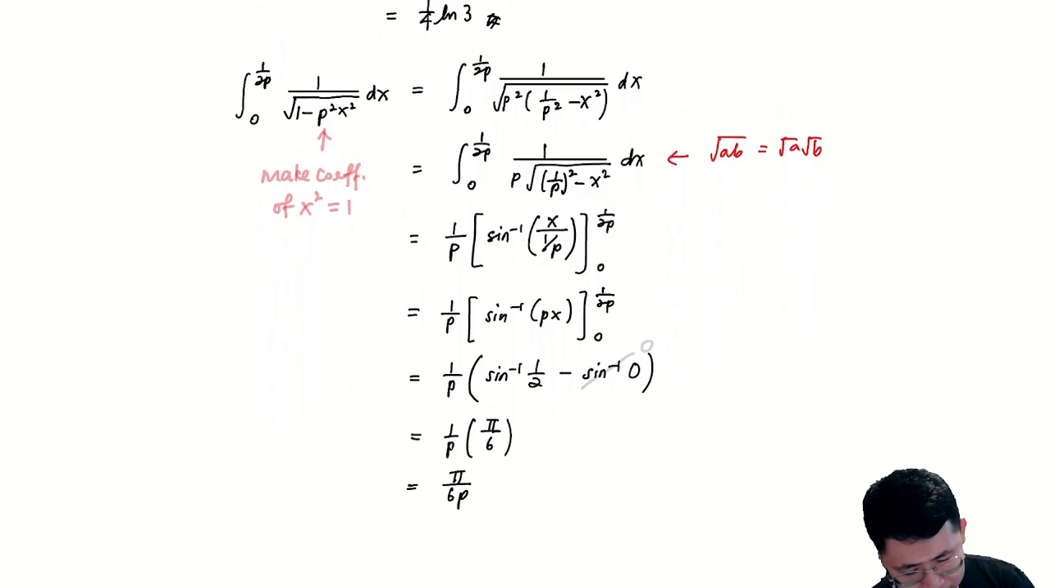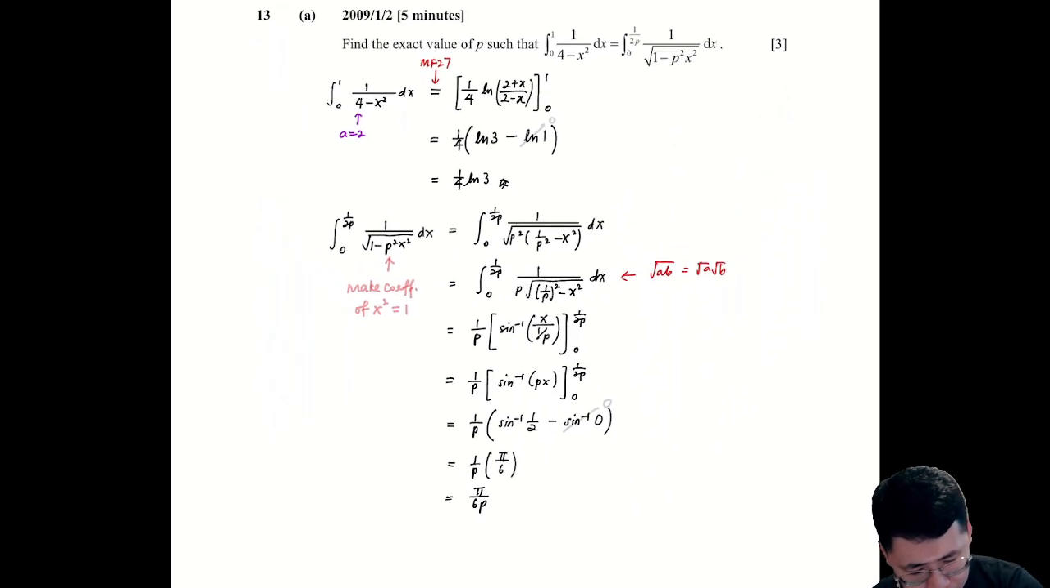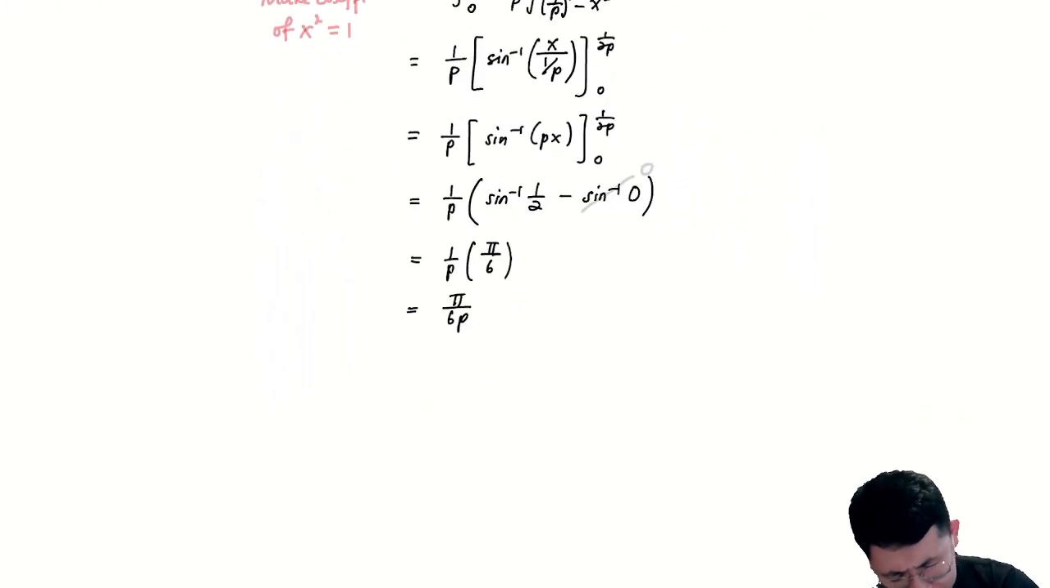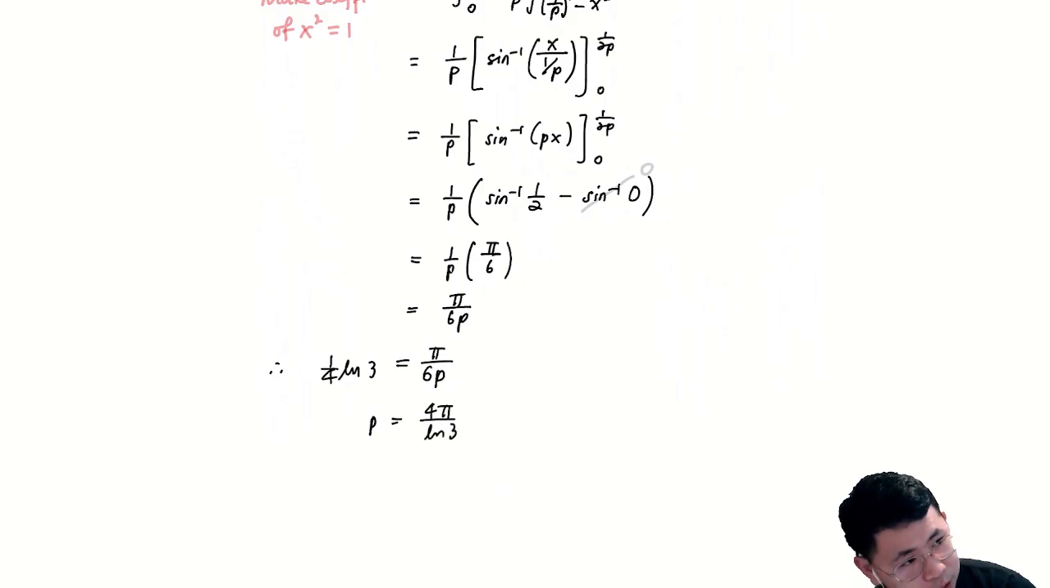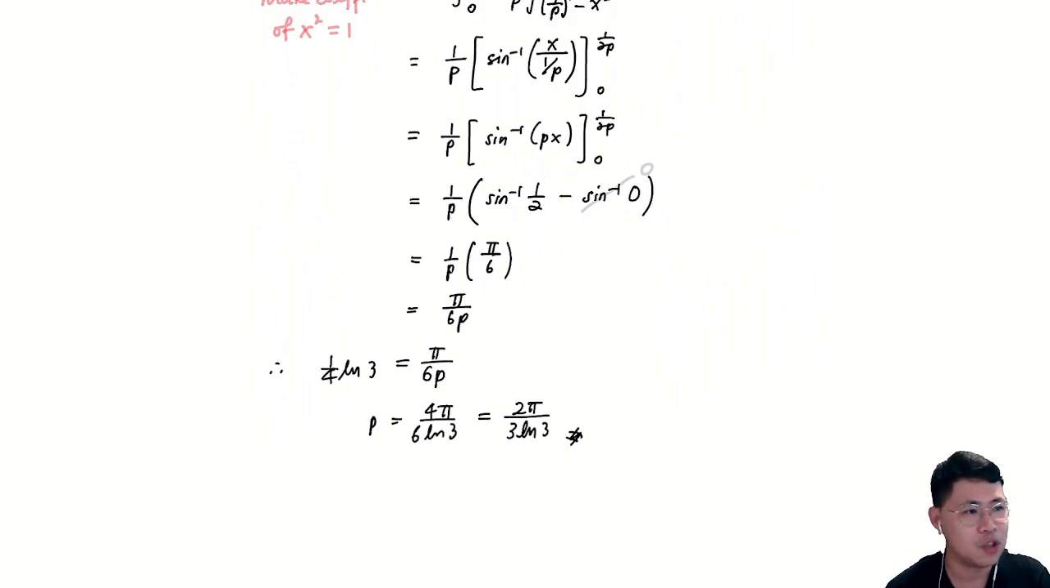Because both of them are equal, left and right, this thing will be equal to this thing over here. So putting it all together, 1 over 4 ln 3 is equal to pi over 6p. So p will be equal to 4 pi over 6 ln 3. So altogether, this would be 2 pi over 3 ln 3. So that's the answer for question 13 part A.